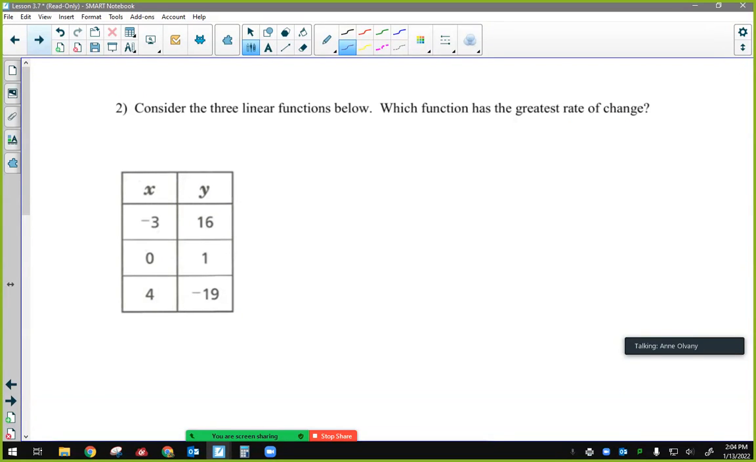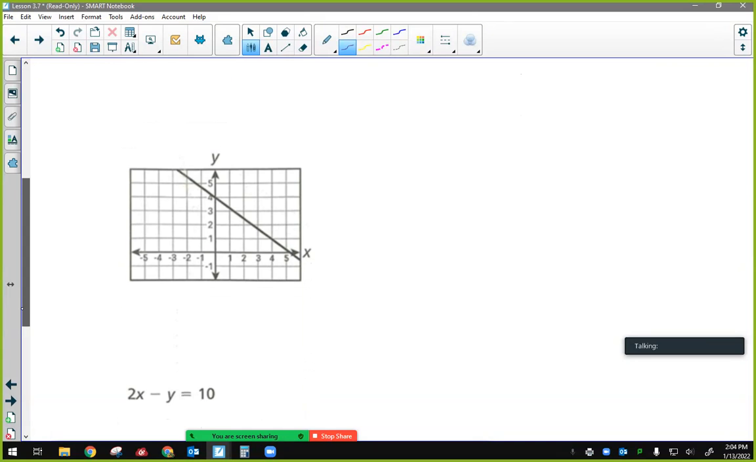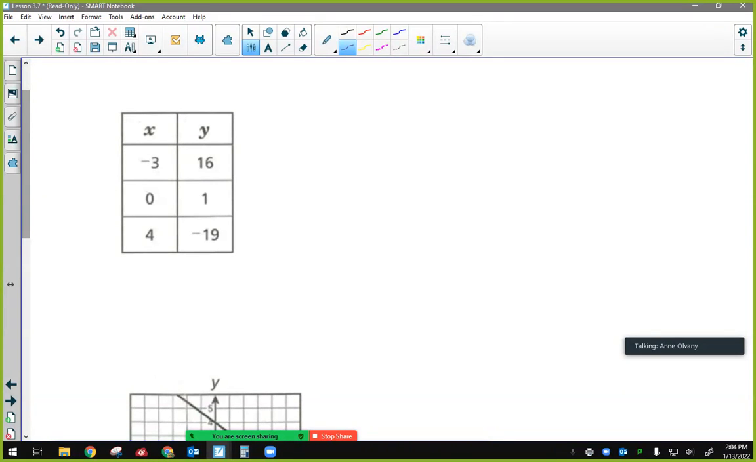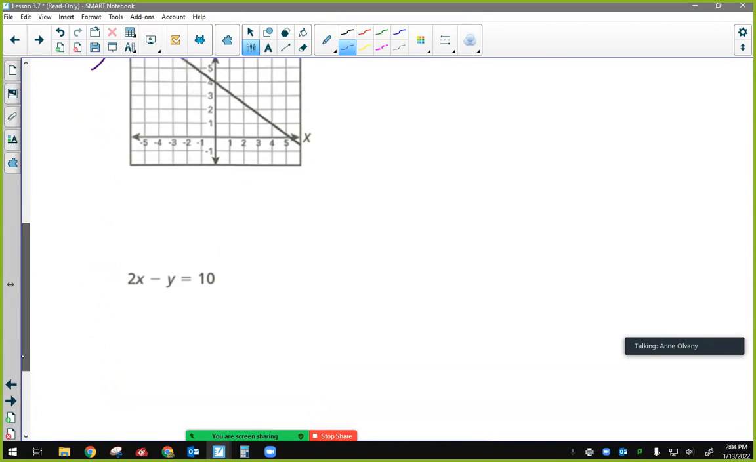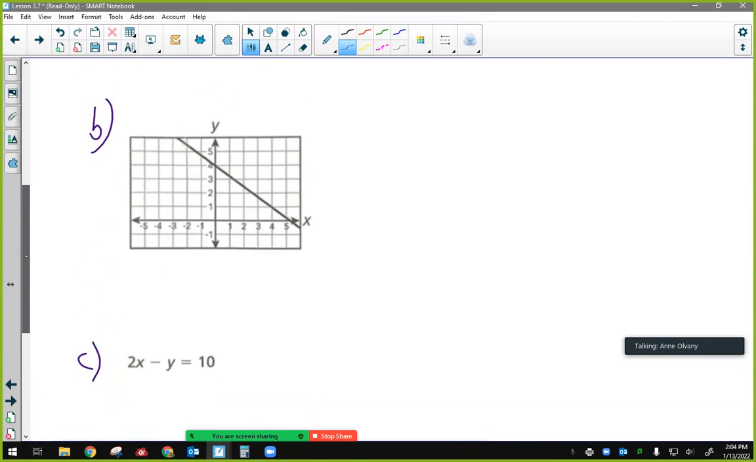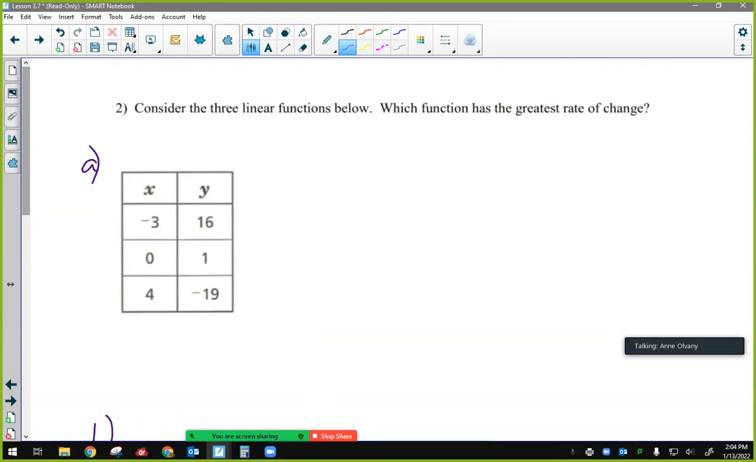Consider the three linear functions below. Which function has the greatest rate of change? So this is one of them, and I'm gonna call this A, B, and C. Because when I first did this question, I'm like, what? So which function has the greatest rate of change? I want you guys to go ahead and do the rate of change for each.